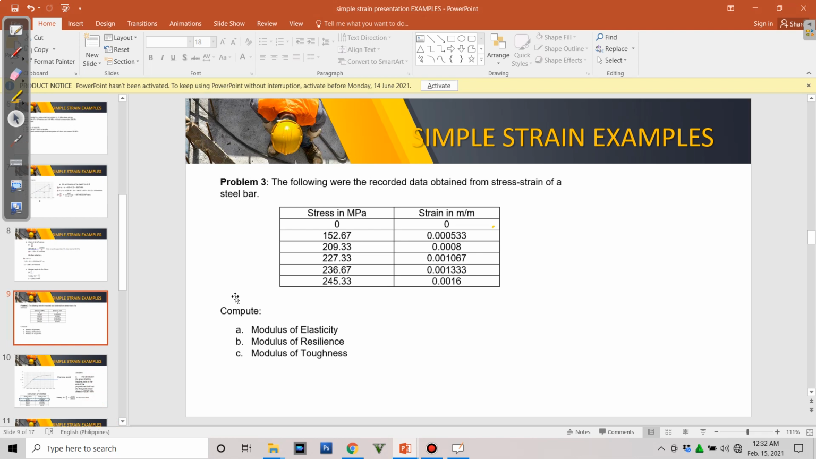So for problem number 3, the following were the recorded data obtained from a stress-strain test of a steel bar. Starting from 0, we have an increasing load, or actually an increasing stress in megapascal. Of course, the strain would also increase. So we're going to compute here the modulus of elasticity, modulus of resilience, and modulus of toughness.